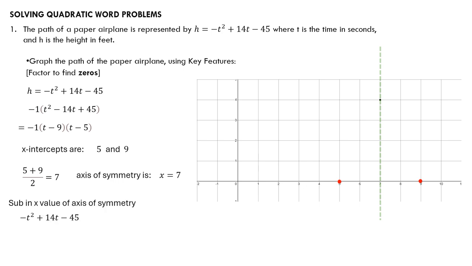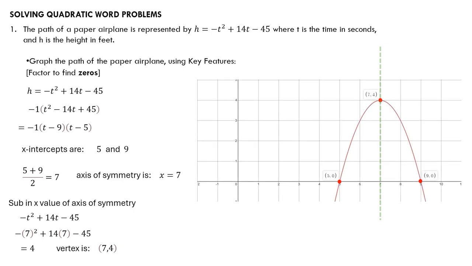Now we can take that value of 7 and plug it back into the original equation to find out what the y value is going to be for our vertex. We know the vertex will fall somewhere on the axis of symmetry. We know that it's going to have an x value of 7. So we plug that back in to find out what the y value is. And when we do that, we end up with a value of 4 for y. So we know that our vertex is 7, 4.